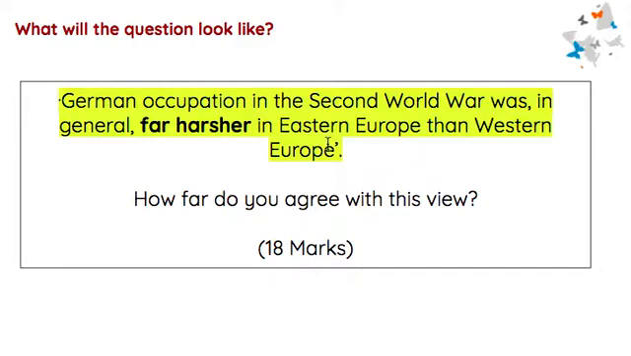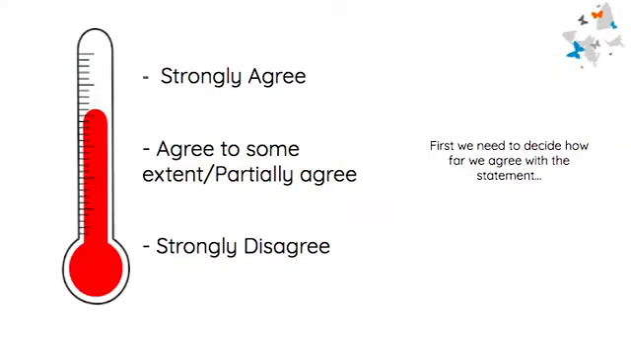Now this is tricky because you also need to know which countries they're talking about. So Eastern Europe, we've learnt about Poland. Western Europe, we've learnt about the Netherlands. So this is saying the Nazis and the Germans, when they took over Poland, were far harsher to the people than when they took over the Netherlands. How far do you agree with this view? So you need to decide, do you strongly agree that the treatment was far harsher? Do you agree to some extent? So you're kind of on the fence: yes, I agree, but I also disagree.